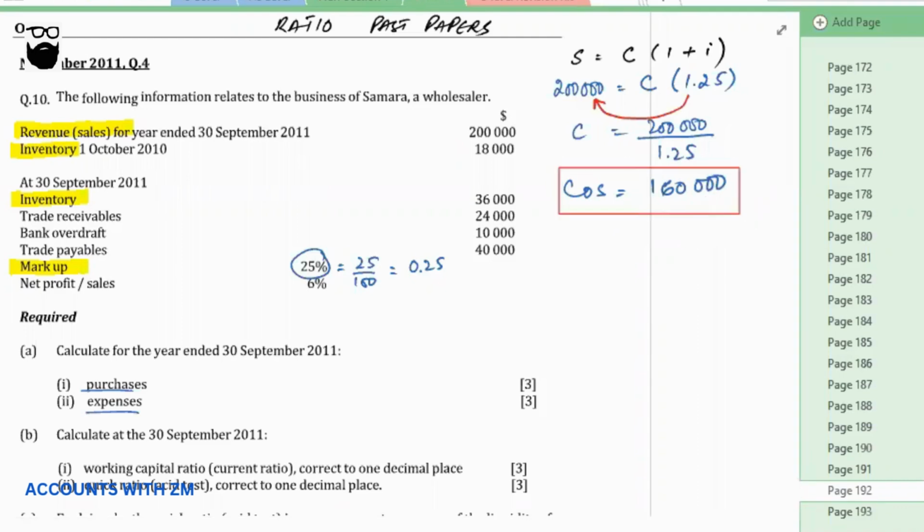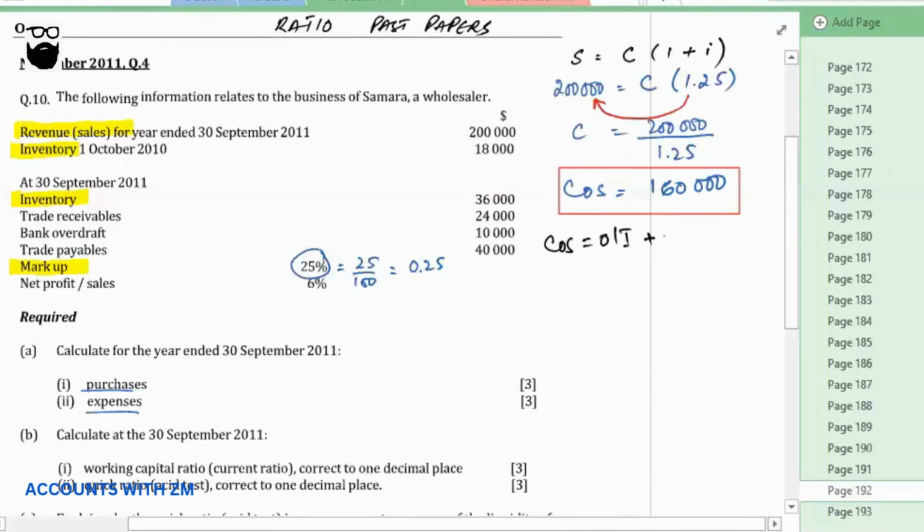But the examiner asks for purchases. So the equation of cost of sales is opening inventory, add purchases, less closing inventory. Use this equation to calculate purchases. How, sir? Your purchases will become cost of sale minus opening plus closing. Now, use the values. Cost of sales 160, opening is 18, and closing is 36.